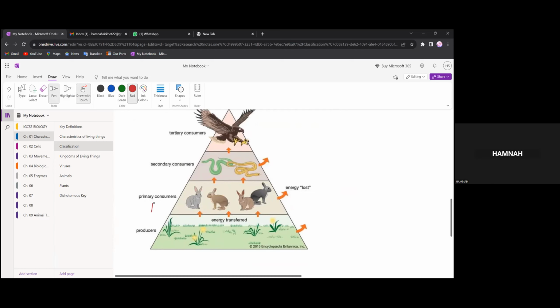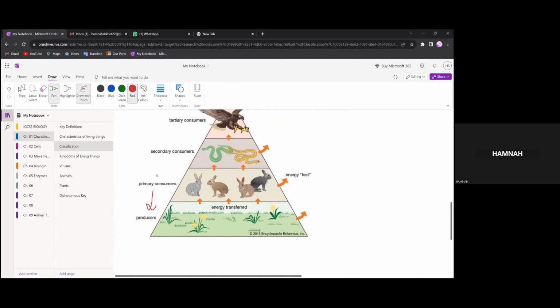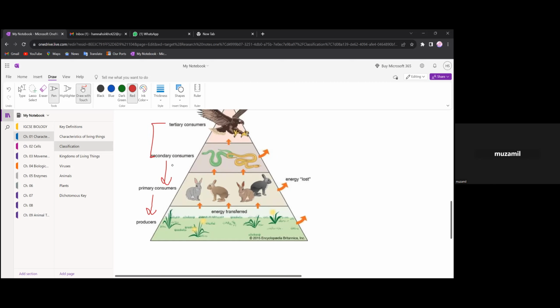These primary organisms consume the producers. And what happens with secondary consumers? These secondary consumers eat the primary consumers. Okay, so how would you differentiate between tertiary and secondary consumers? Tertiary consumers eat secondary consumers.